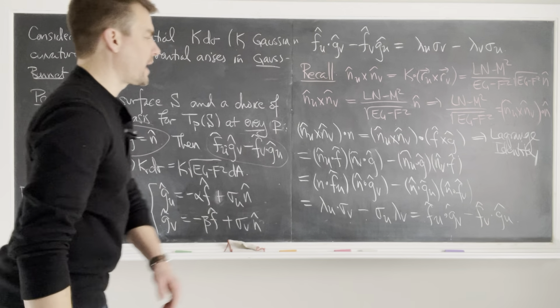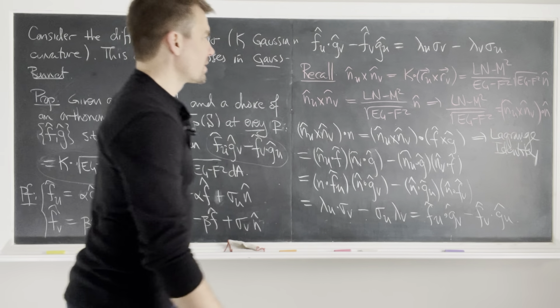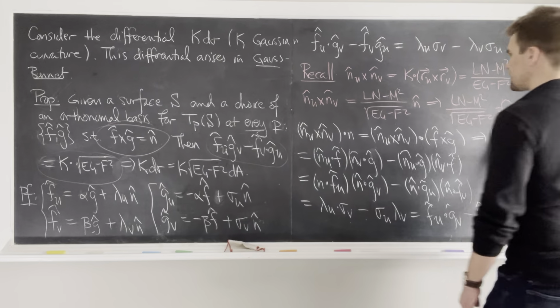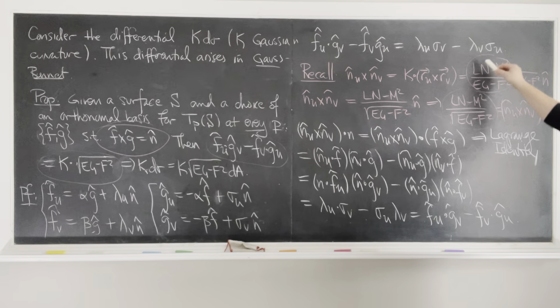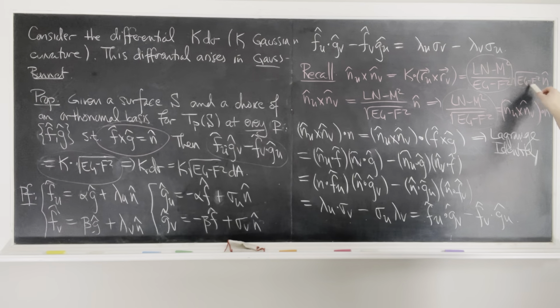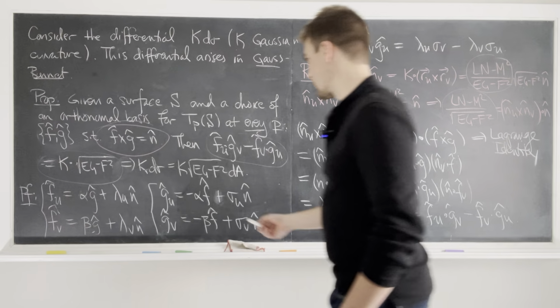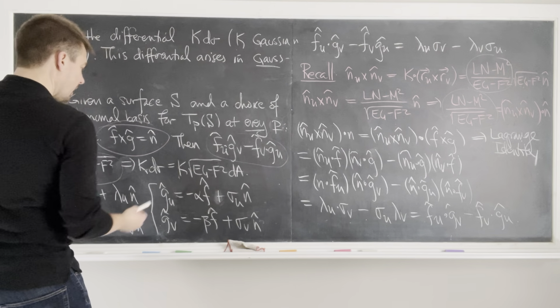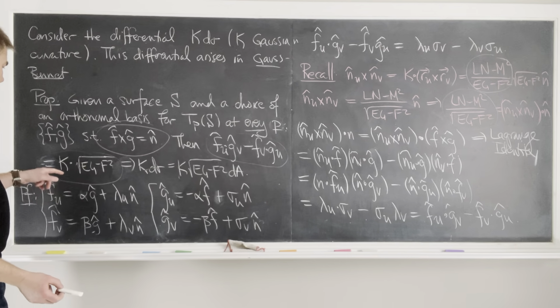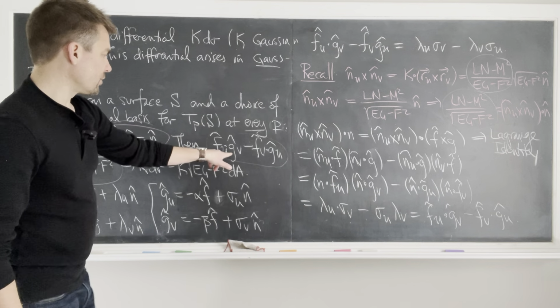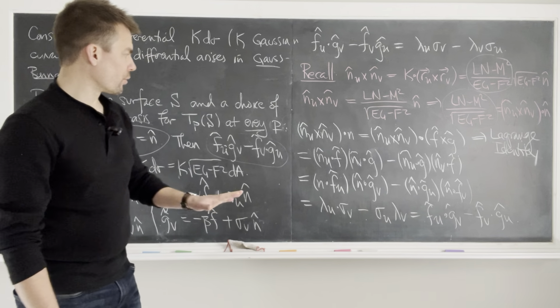Okay, so let's run this all back and see what we got over here. So in other words, this expression over here looks like Lm, just the Gaussian curvature times root EG minus F squared. The Gaussian curvature times this thing over here is exactly equal to this expression over here. That is fu.gv minus fv.gu, and so that proves this result over here.